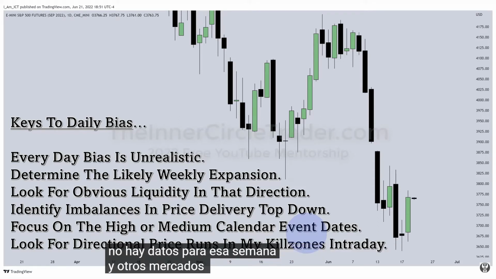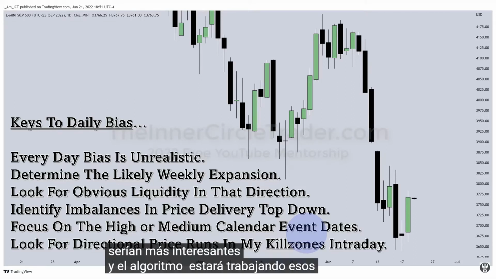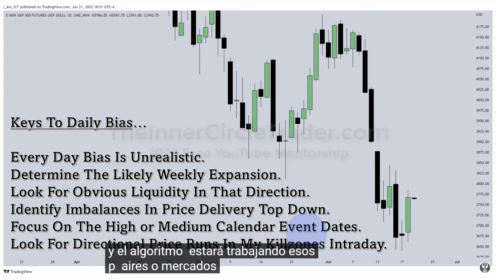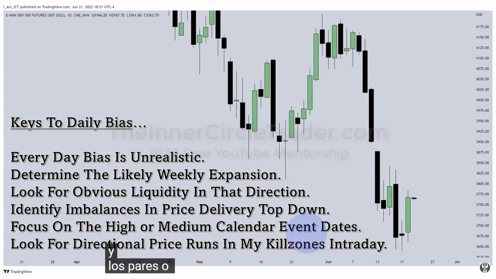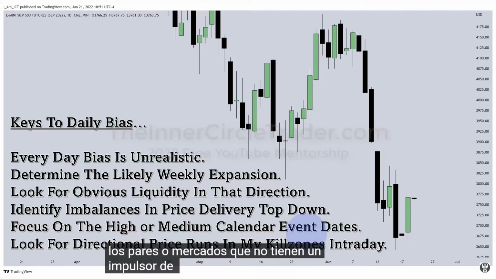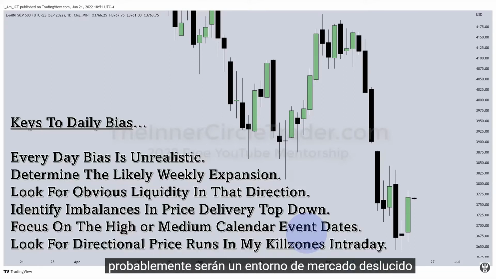And other markets have high impact or medium impact news that would be more interesting, and the algorithm will be working those pairs or markets. And the pairs or markets that don't have a high impact or medium impact driver will probably be a lackluster market environment.